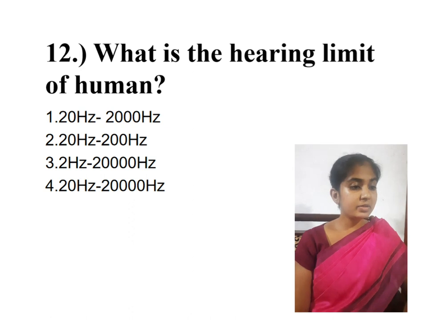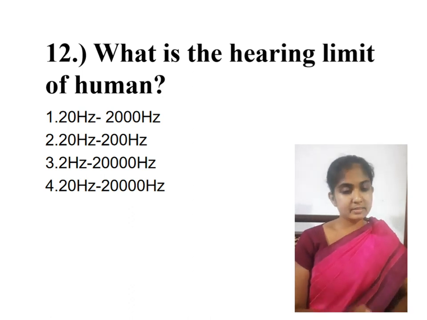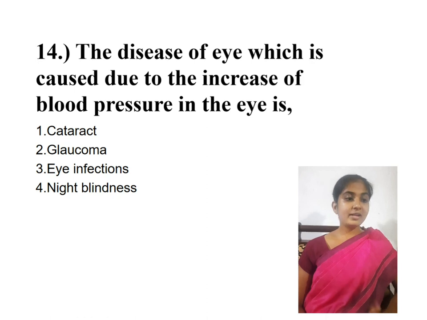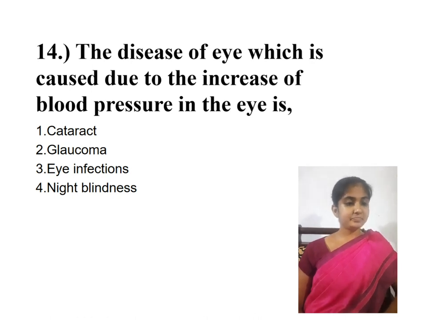Next question, what is the hearing limit of humans? The hearing limit of humans is from 20 hertz to 20,000 hertz. Answer 4. What is the tube that connects the middle ear and pharynx? Yes, when considering tubes in the ear, the Eustachian tube connects the pharynx and middle ear. Answer 1. Next question, the disease of the eye caused by an increase of blood pressure in the eye. I previously said glaucoma. Glaucoma occurs due to increase of blood pressure in the eye. The second answer.